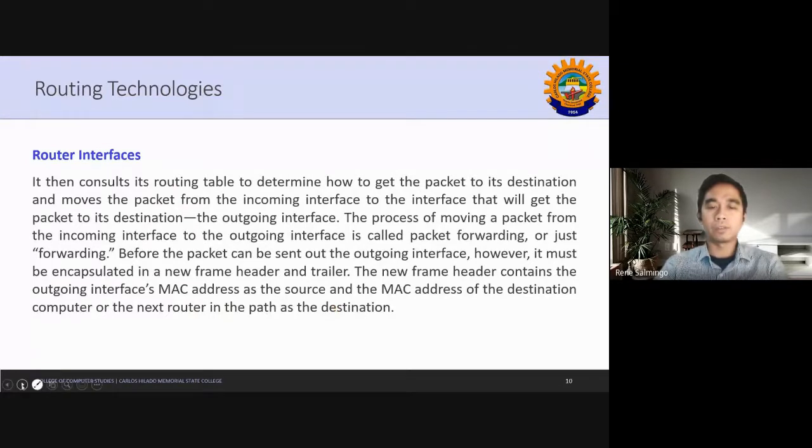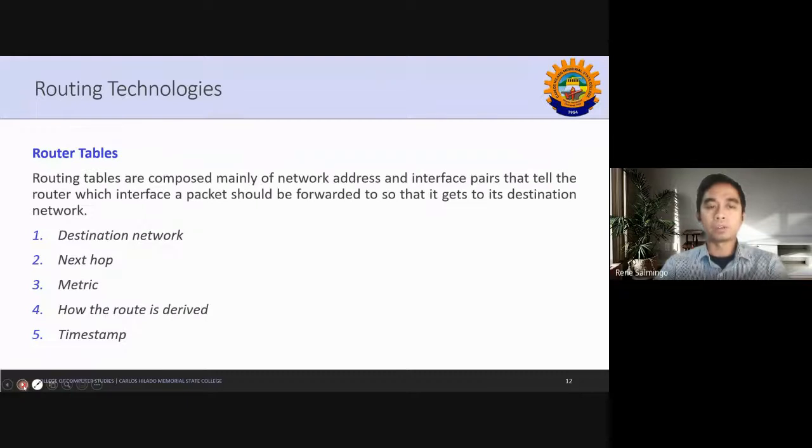So next, we have to have the router tables. Routing tables are composed mainly of network address and interface pairs that tell the router which interface packets should be forwarded to, so that it gets to its destination network. The destination network also has the next hop and metric, and how the route is derived and the timestamp.